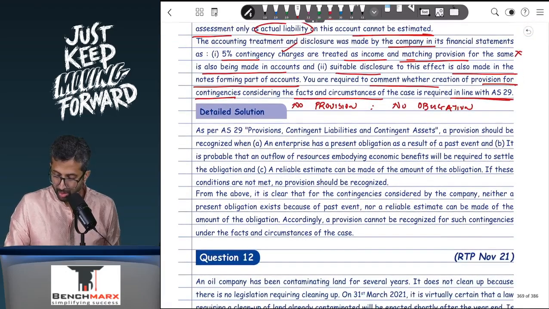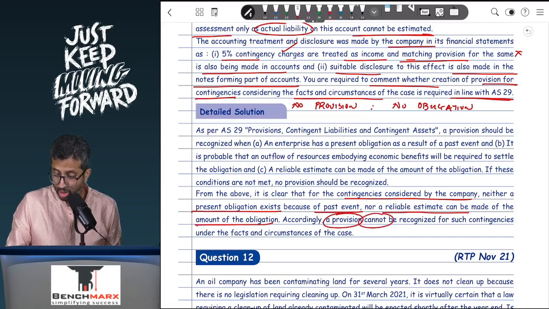So, from the above, it is clear that in the contingencies considered by the company, neither does a present obligation exist because of past events, nor can a reliable estimate be made. Accordingly, a provision cannot be created for such contingencies under the facts of the case.